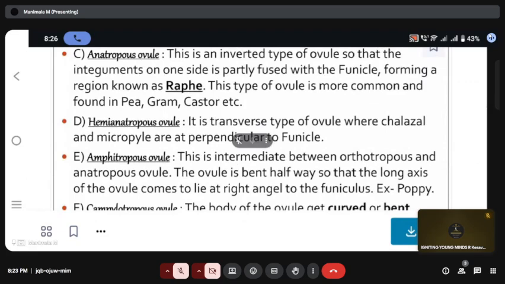Next is hemianatrophus. This is the transverse type of ovule. Its chalazal and micropylar axes are perpendicular to the funicle.